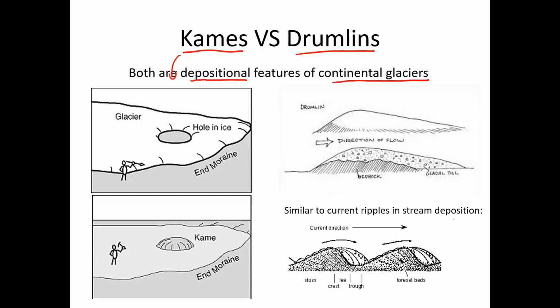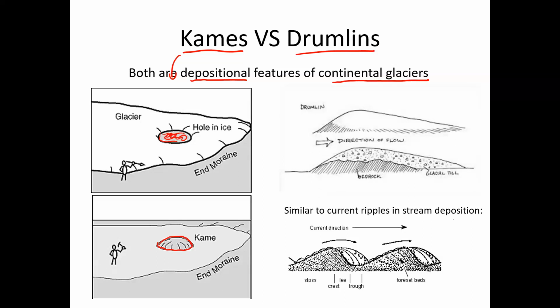Kames are places where you just had a hole in the ice that got filled with some sediment. It's kind of the opposite of one of those kettles. Those holes in the ice got filled with a little sediment, and the ice melted away and left behind that sediment pile. But it wasn't so much scooped by the ice itself.